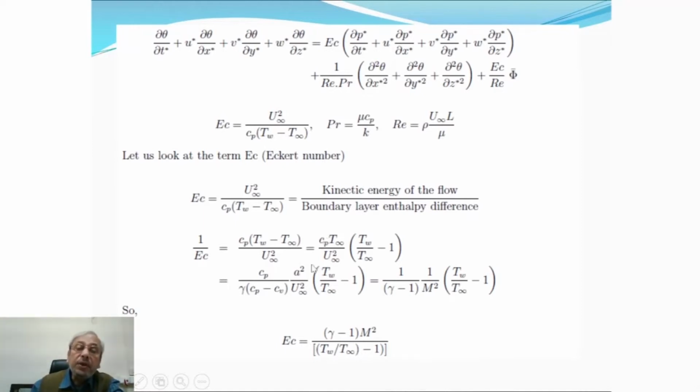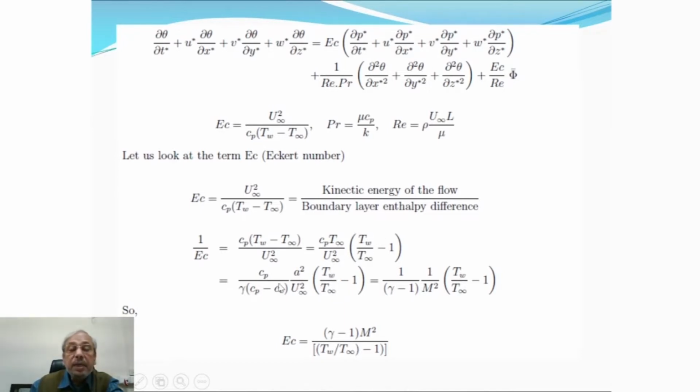It may be called the polytropic index. So if we multiply both sides by gamma R T infinity, this is basically the square of the local acoustic speed. So gamma R T infinity we have written as a square. A square is the square of the local acoustic velocity, into Cp. And here gamma R, all of us know R is Cp minus Cv. So gamma R we have written as gamma into Cp minus Cv into U infinity square.